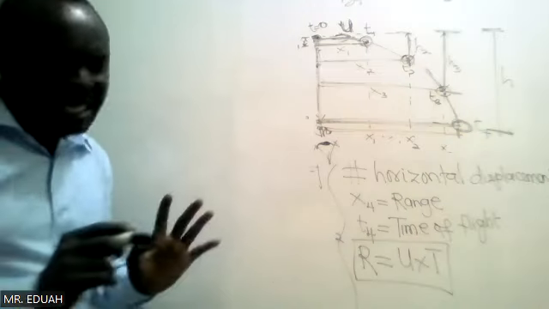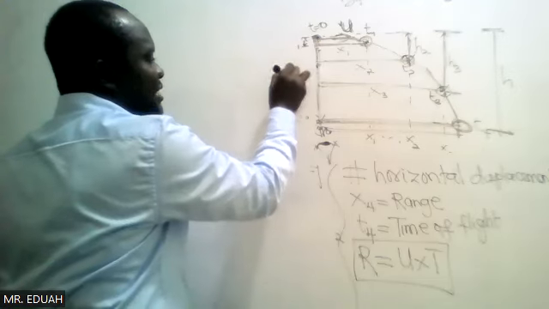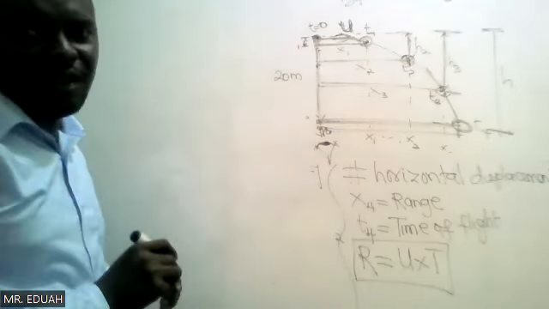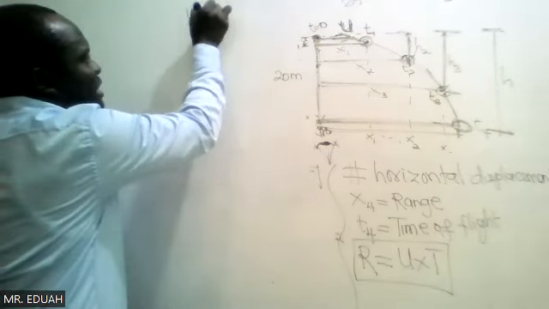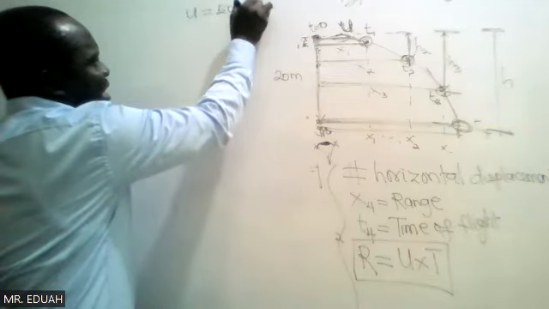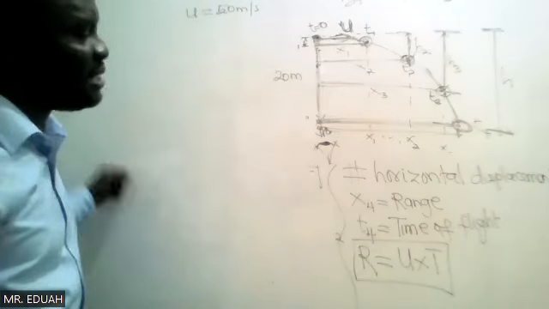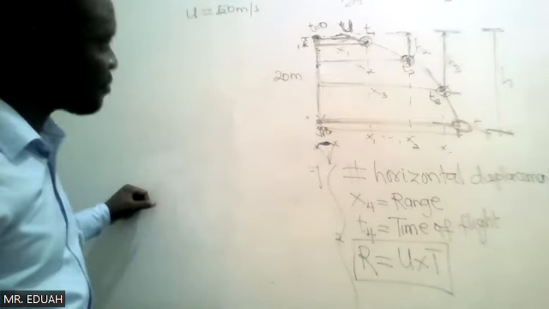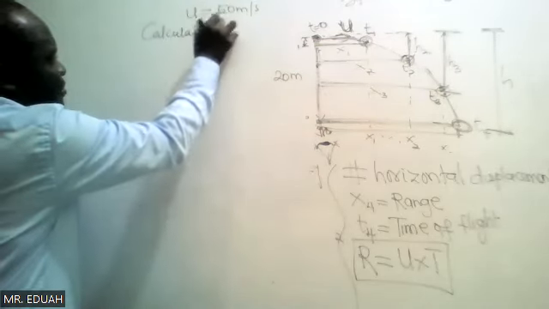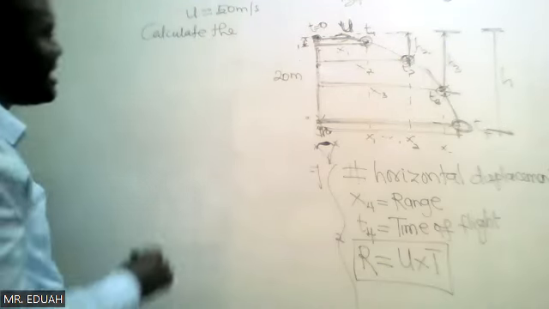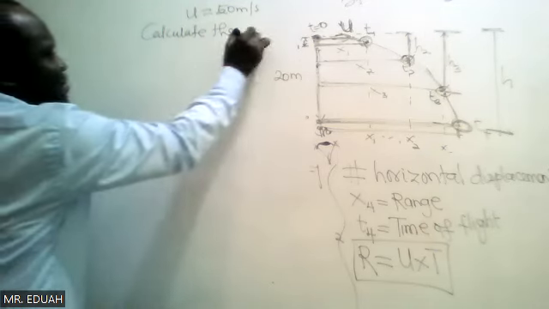A body is projected from a height of 20 meters. I'm just creating a question. The velocity of projection is 50 meters per second. So here we are told u is 50 meters per second. The body is positioned 20 meters above the ground. Calculate the displacement of the body.